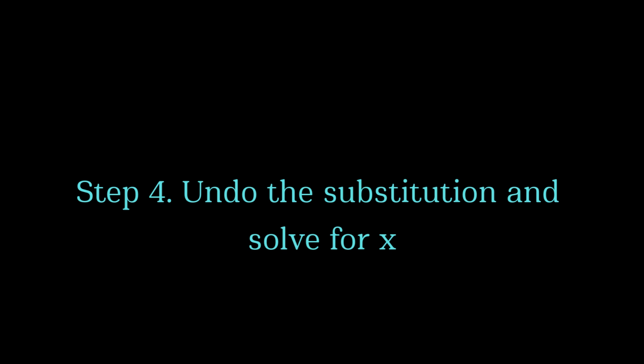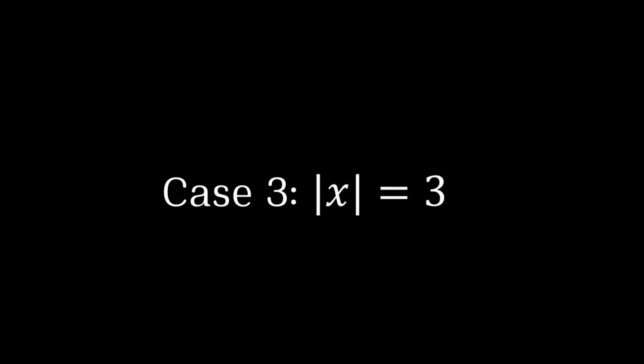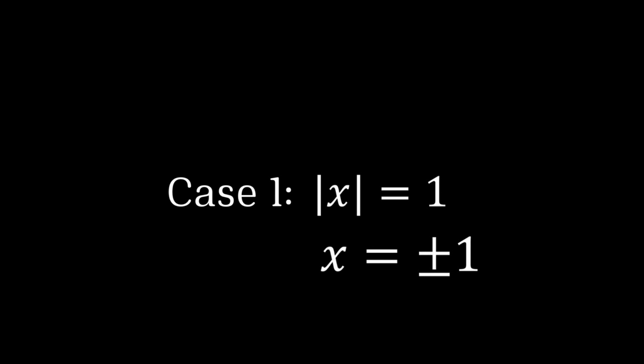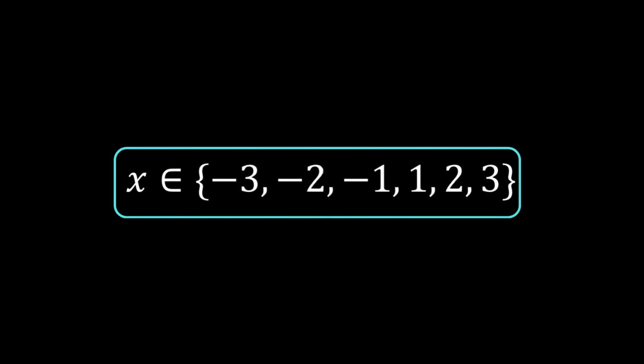But remember, u was just a shortcut. We really want x, and we defined u to be absolute x. So we now have three equations. Absolute x equals 1, absolute x equals 2, and absolute x equals 3. Let's solve each one. From absolute x equals 1, we get x equals 1 or x equals negative 1. From absolute x equals 2, we get x equals 2 or x equals negative 2. From absolute x equals 3, we get x equals 3 or x equals negative 3. So our six solutions are x equals negative 3, negative 2, negative 1, 1, 2, and 3.